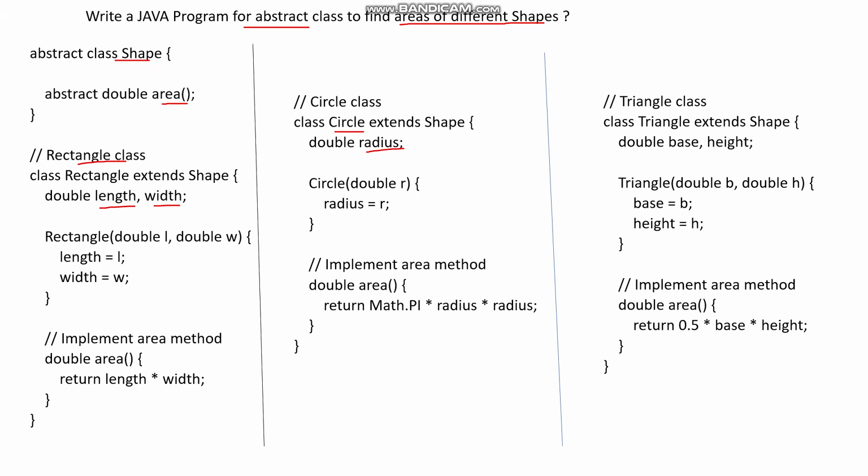Double area, return Math.PI, 3.14. Math is 3.14 into radius. In this way we are calculating the area of the circle here.